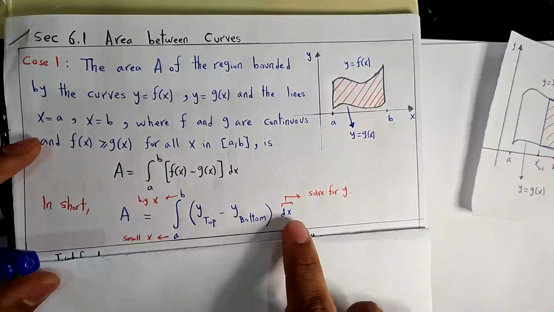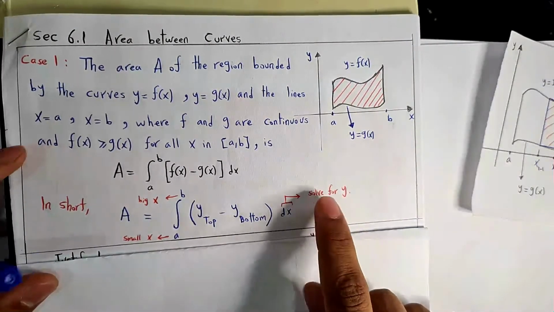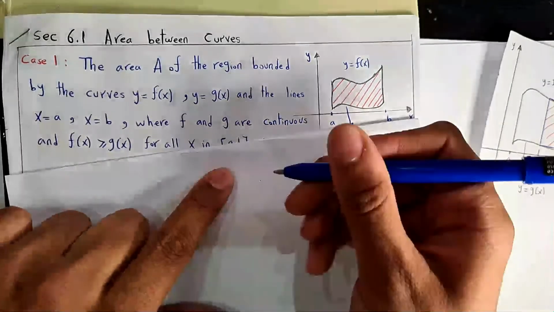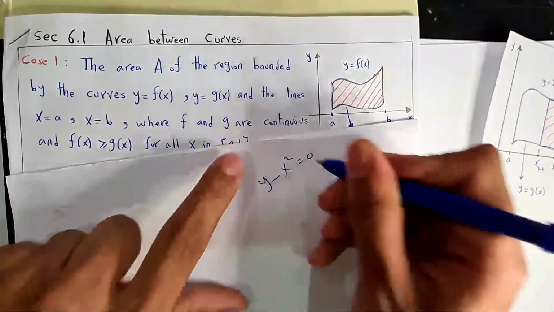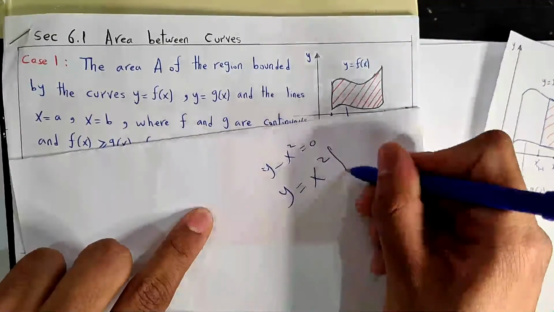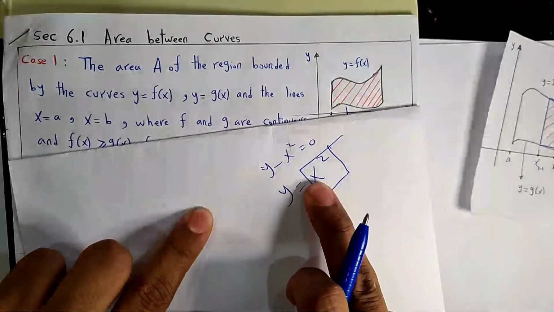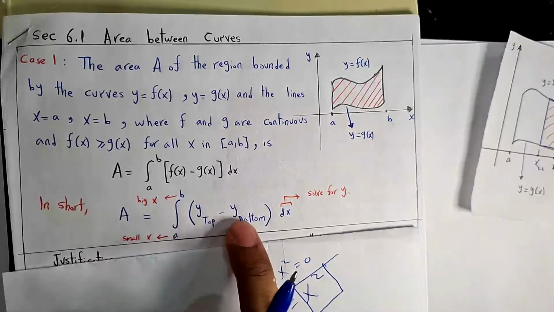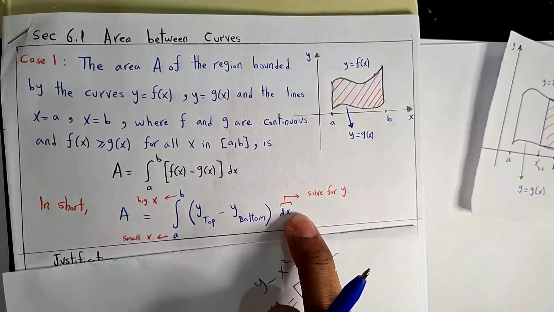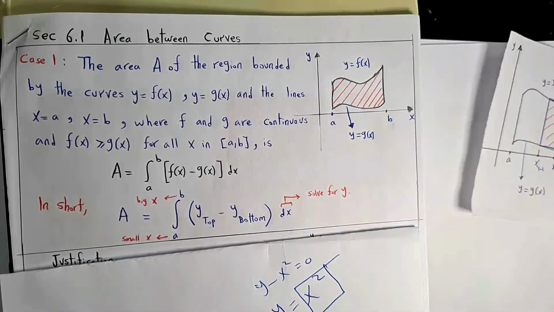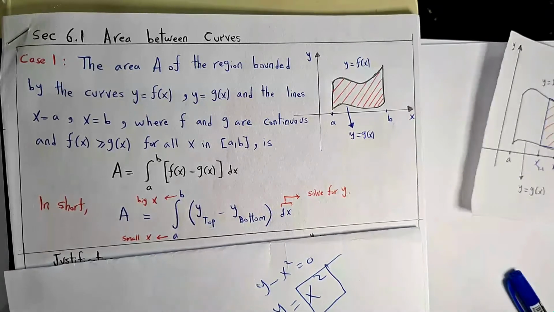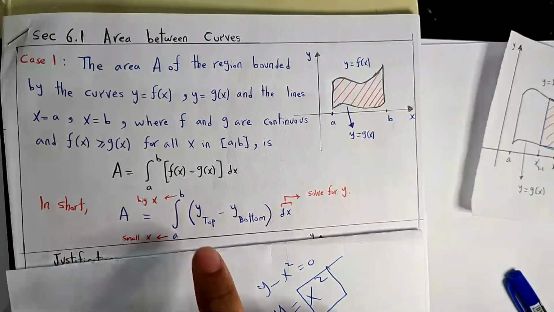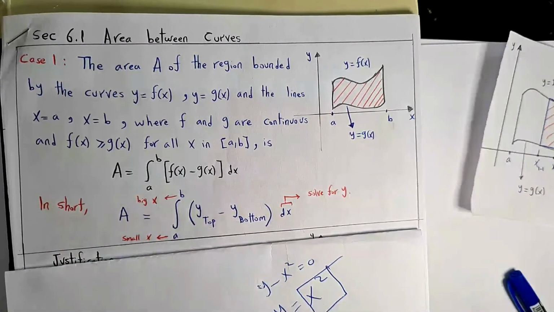Good. Why did I say here solve for y? Because if you solve for y, for example, y minus x squared equal to 0, what do you get on the right hand side? You get x squared. That means it is a function of x, and you integrate with respect to x. That means everything is working fine. Now we will see the justification together. Why did we say y top minus y bottom? Why is it not the other way around?